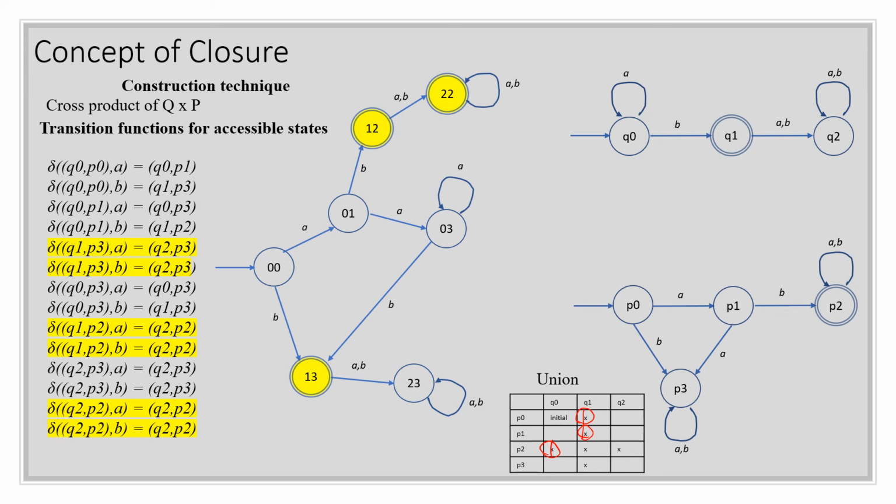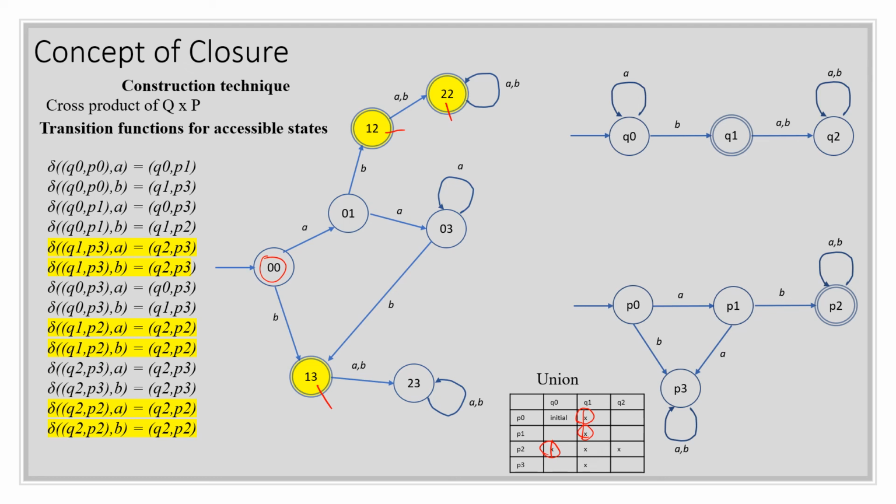But the accepting states for the union would be 1,2, which is this one right here, 1,3, which is this one right here, and 2,2, which is this one right here, and we of course have our same initial state. So what does that mean? It means that we've constructed the cross product of the two DFAs.